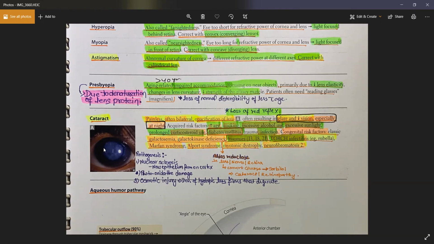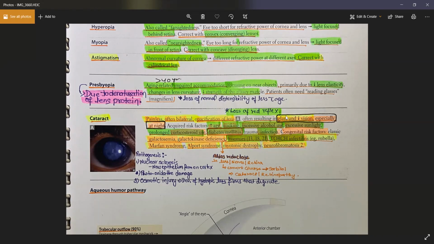Because of this opacification or the whiteness of the lens, you will have a loss of red reflex. And what does this red reflex mean? Usually on ophthalmoscopy, we see a red reflex using that instrument. Generally, if you click a picture, you will see the red eyes, right? Sometimes, because of reflection from the retina, the arteries and the blood. If the opacification of the lens has occurred, then this reflection from the blood can never happen, and that causes the loss of red reflex.